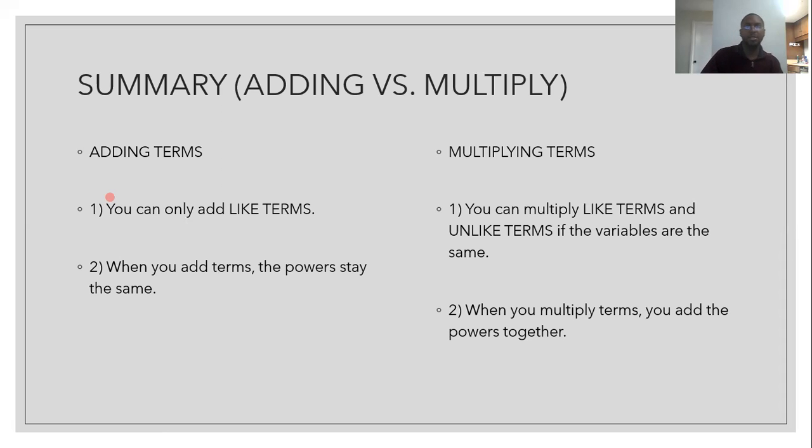I just put that in there as a caveat. When you multiply terms, you add the powers together. So 2x times 4x doesn't make 8x. 2x times 4x makes 8x squared, because when we multiply, the powers are going to change.